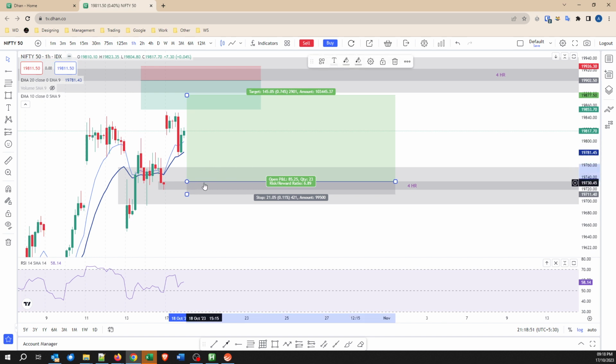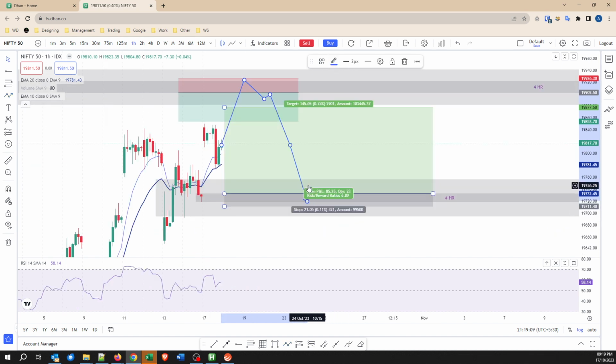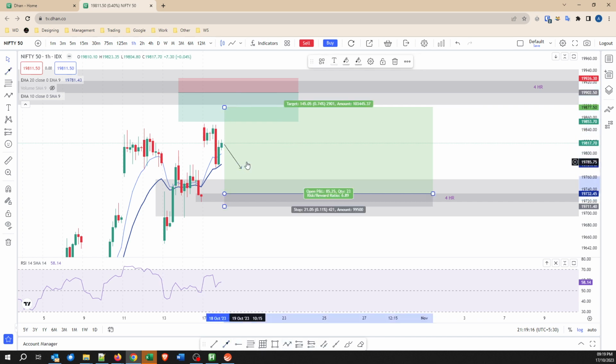However, this trade is with the trend. So based on how the price enters here, right? So maybe it will enter into this, give us a small consolidation here and maybe back into this zone. This could be a possibility. Or one other possibility could be that price moves back down.